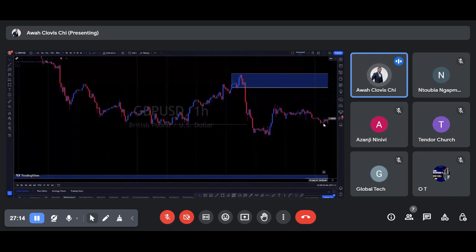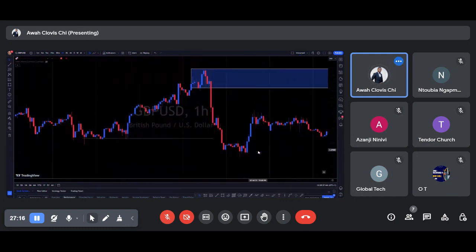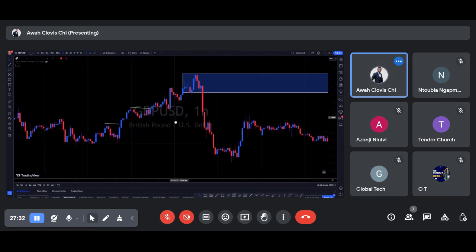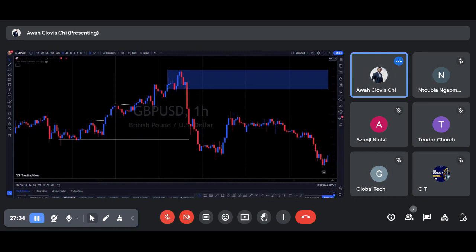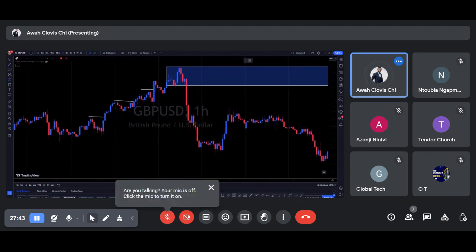So you look at the structure. Okay, look at the structure at this level. You have change of character, you have break of structure, you have break of structure at this level, and then the final break of structure up. Where is that break of structure again? You have break of structure at this area. If you go down to the 15-minute time frame, you should see it more visibly. And then we have it at this level.